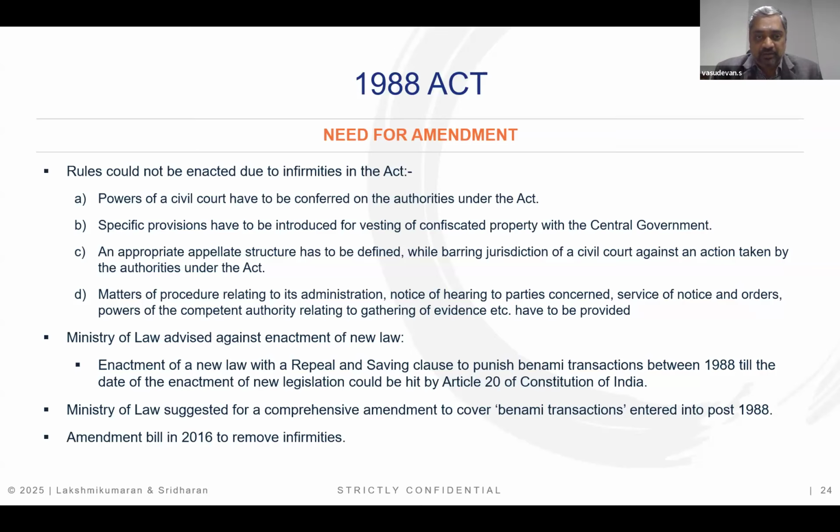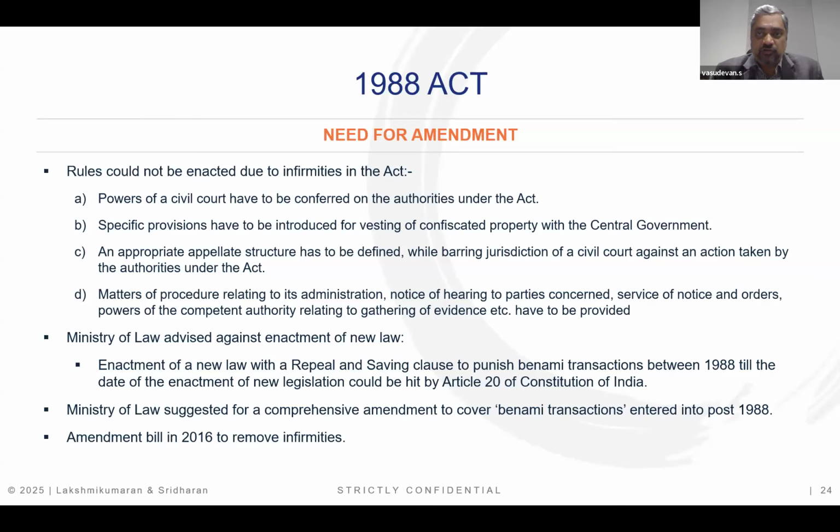So the question came about that how to fill up this gap. So instead of notifying the rules under the existing piece of legislation, which would have again been subject to a lot of challenge, etc., they had two options. One, to completely scrap the 1988 Act and come up with a completely new piece of law. Another option was to carry out necessary amendments to the existing Act and fill up all the gaps and then come up with a proper procedure.